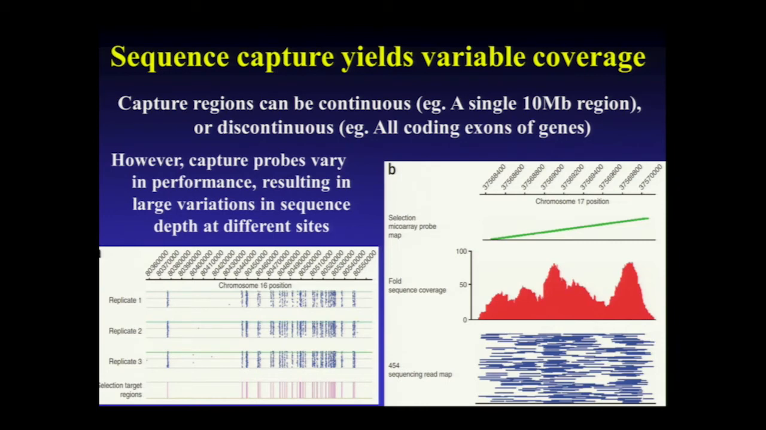One of the foibles of sequence capture is that you tend to get very variable coverage at the end. It doesn't give you nice, even data across your whole region. Some bits of DNA sequence and hybridize very well. Other bits of DNA maybe have secondary structures, maybe are very GC-rich, are hard to amplify. And so you may get much, much lower coverage in some regions than others.